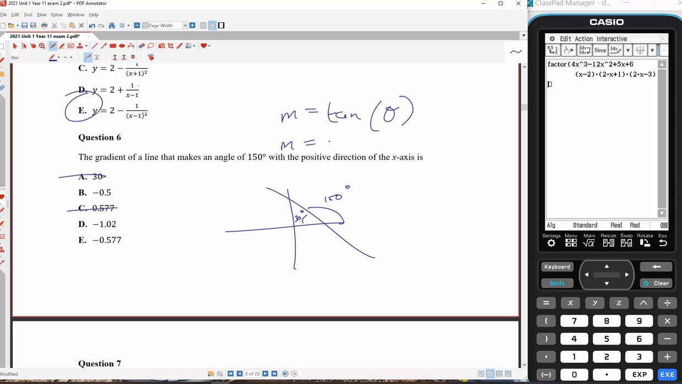So m equals tan of 150. Tan can be found by doing a shift and 3, 150. Let's make sure that we're in degrees. So it's negative root 3 on 3, negative 0.577. There it is there.